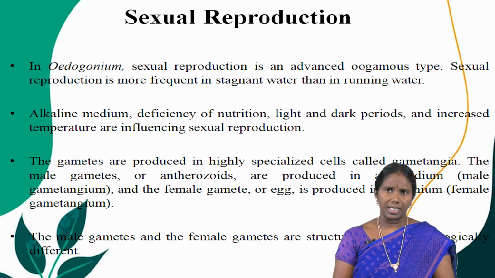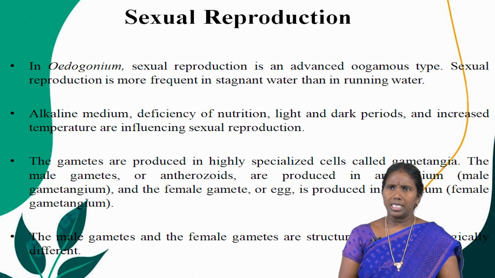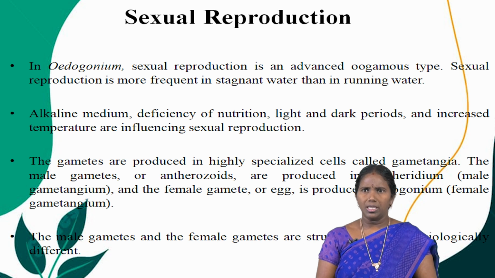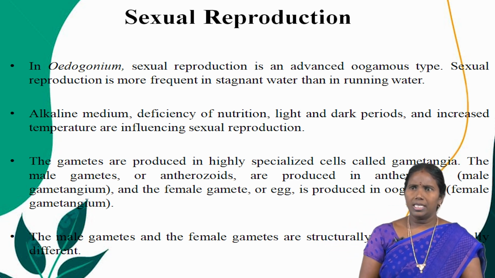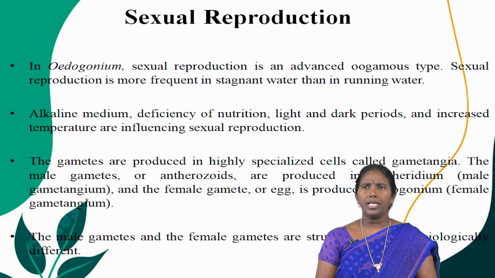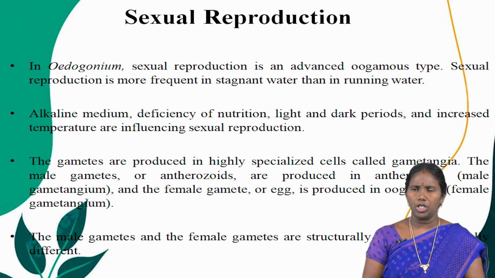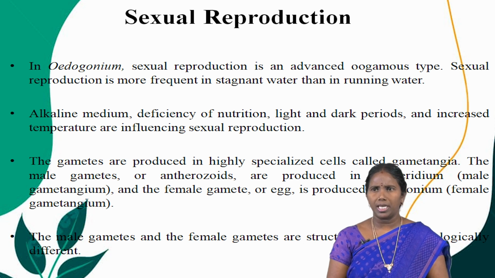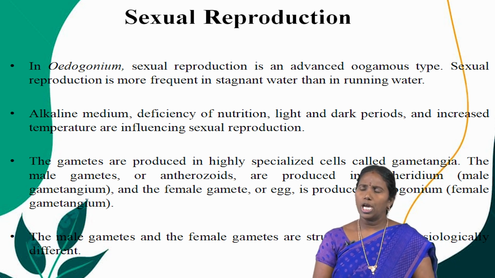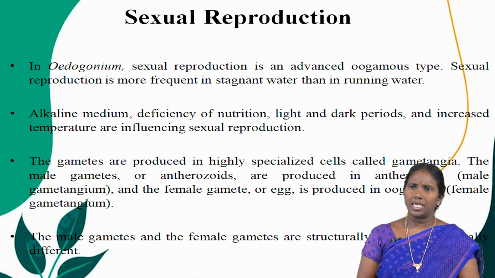Sexual reproduction. In Oedogonium, the sexual reproduction is an advanced oogamous type. Sexual reproduction is more frequent in stagnant water than in running water. The alkaline medium, deficiency of nutrients, light and dark periods, and increased temperature influence sexual reproduction. The gametes are produced in highly specialized cells called gametangia.